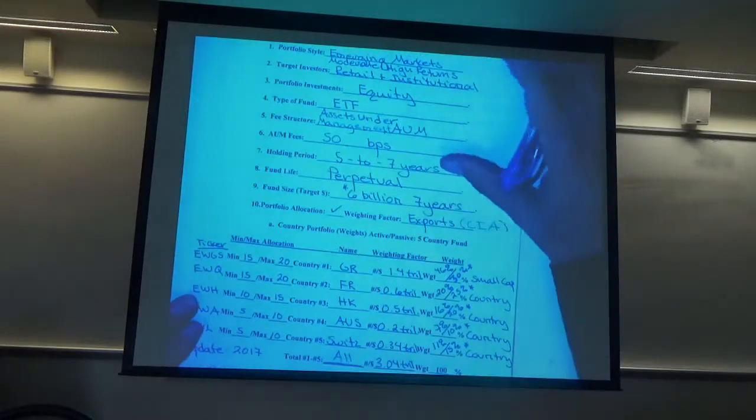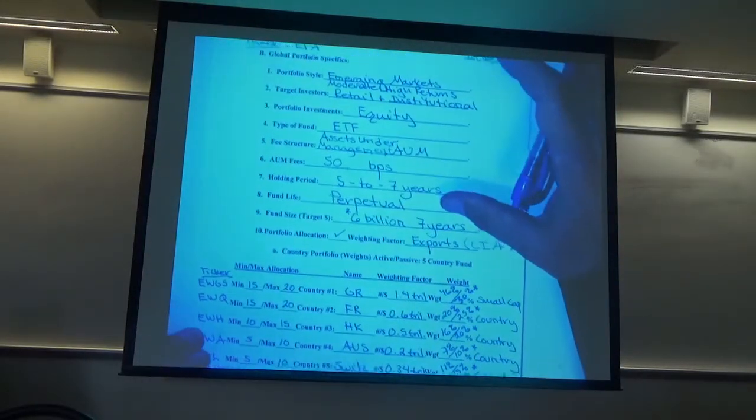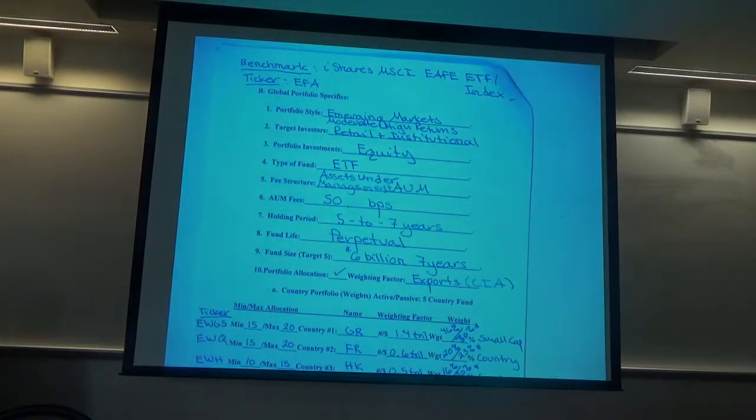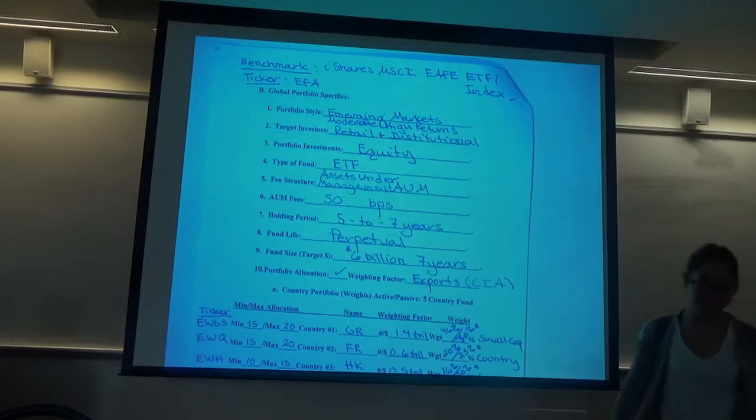So here, right up front, I just wrote in at the top what my benchmark iShares index is, which is the MSCI EAFE ETF. The ticker on that is EFA. I'll go up to the iShares website and show you how to pull these things down, and then you're going to want to print them out. And all the data that you need is going to be on these websites.